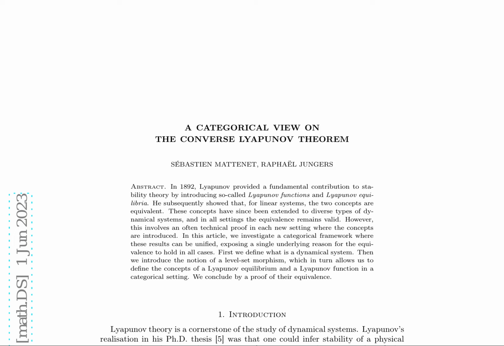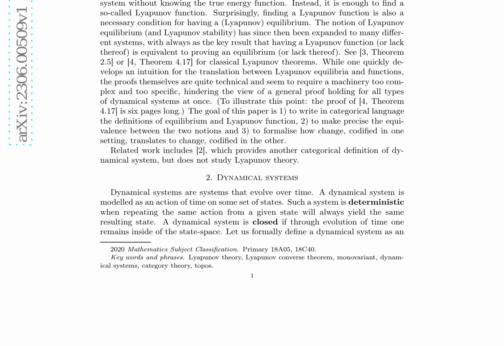Dynamical systems are defined as an action of time on a set of states, with determinism and closure being key properties. The concept of a level-set morphism allows the definition of Lyapunov equilibria and functions in a categorical setting. This approach proves the equivalence between these two concepts in all cases, providing a single underlying reason for their equivalence across different types of dynamical systems.